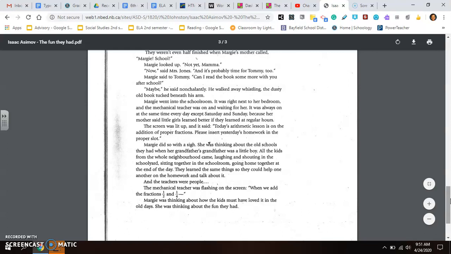Margie went into the schoolroom. It was right next to her bedroom, and the mechanical teacher was on and waiting for her. It was always on at the same time every day except Saturday and Sunday, because her mother said little girls learned better if they learned at regular hours.